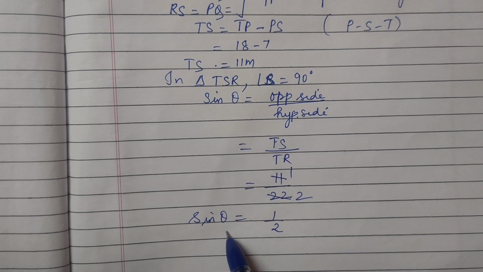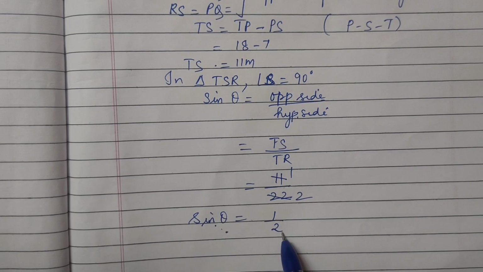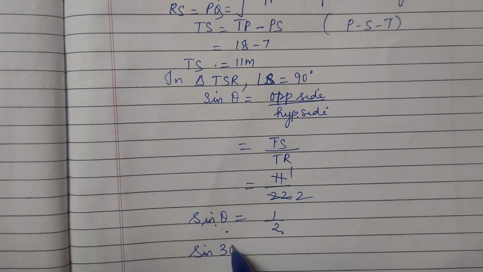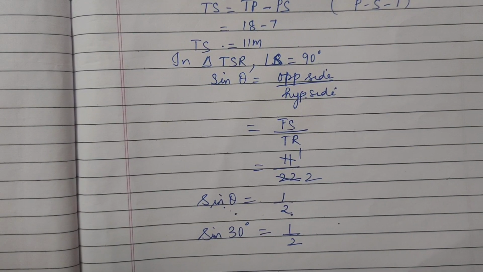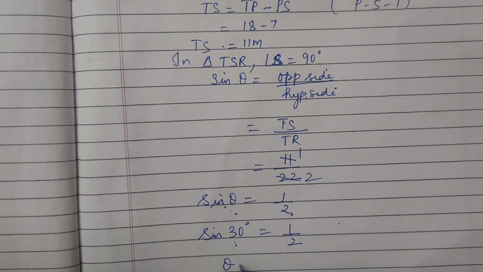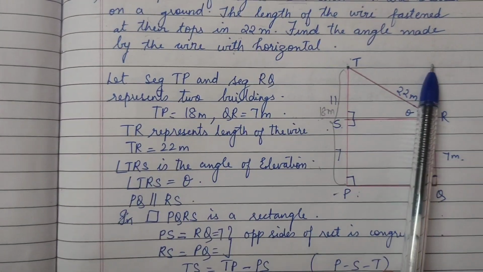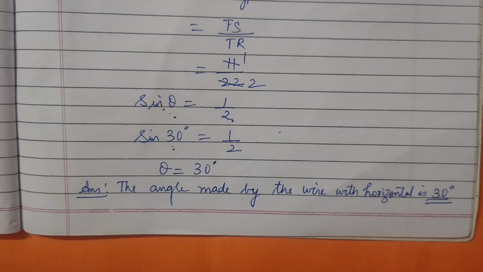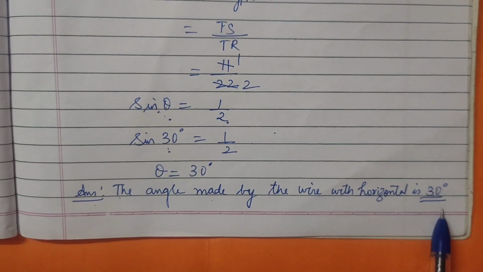So we have to think about the sin values here. Sin के कौन से angle में हमें half मिलता है? If you think, you will know that the sin 30 degree value is 1 upon 2. Okay, so therefore in the place of theta what we get? 30 degree. So from this we come to know that theta is nothing but 30 degree. So what they asked here, find the angle made by the wire with horizontal. We write it. So we completed the answer. The angle made by the wire with horizontal is 30 degree.